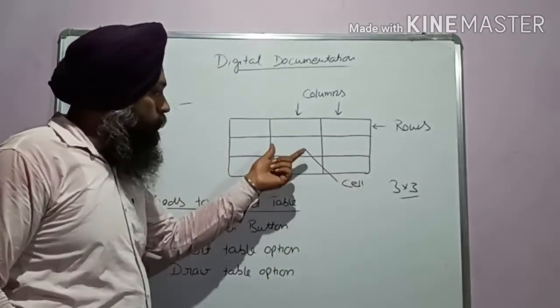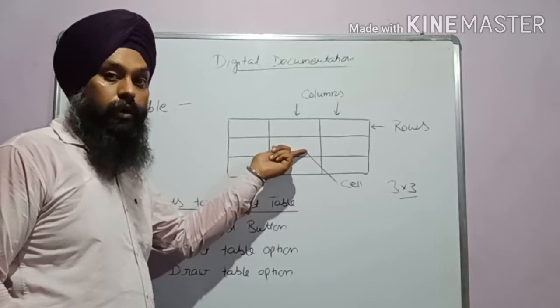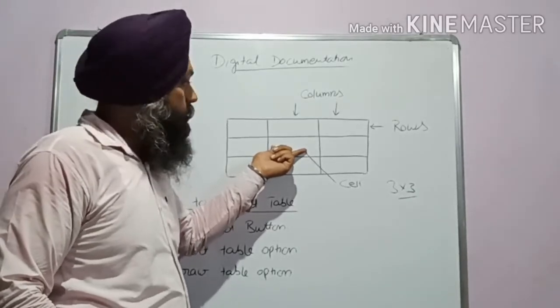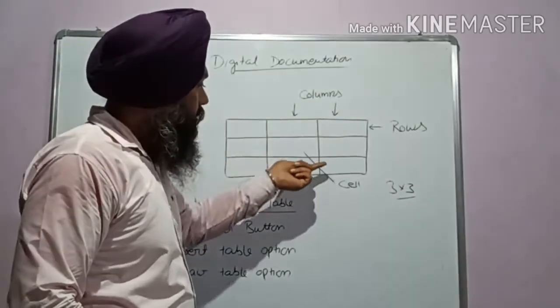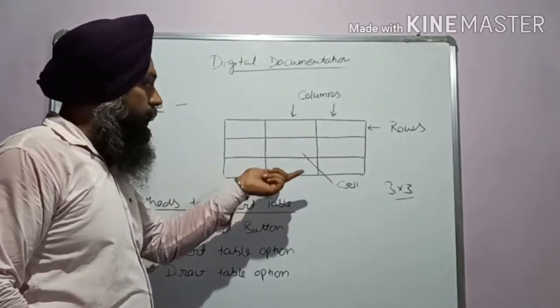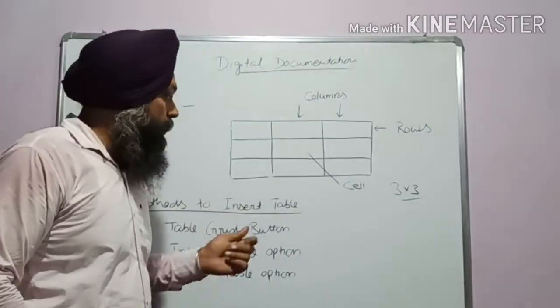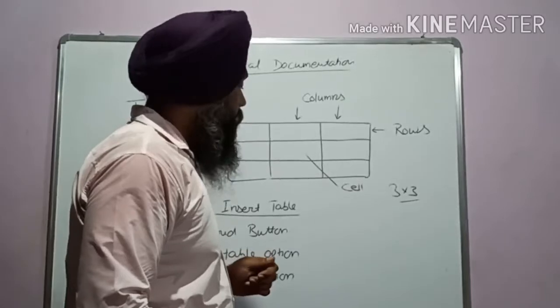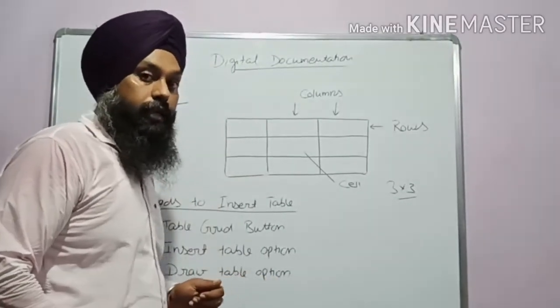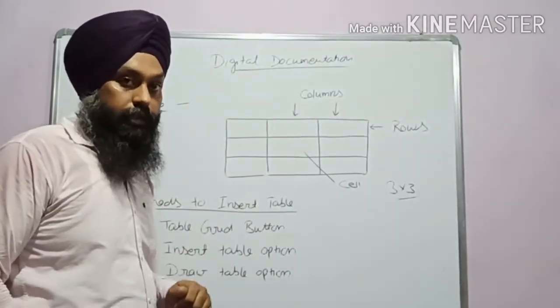The intersection points of rows and columns are known as cells. So here we have 9 cells. We can write any kind of data in these cells. Now we will see how we can insert a table on our page.